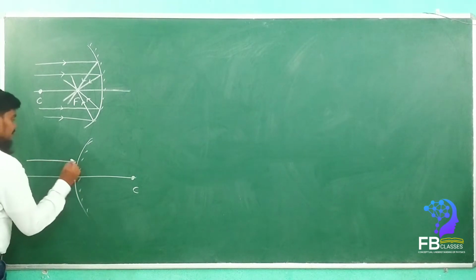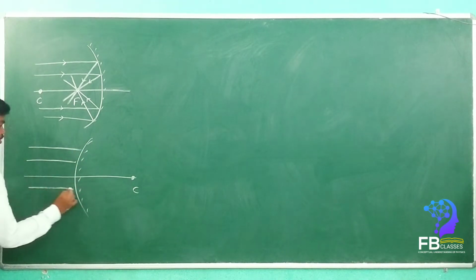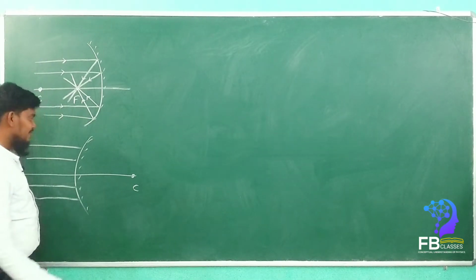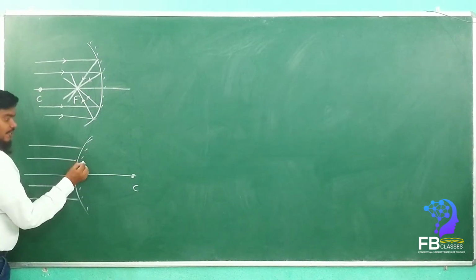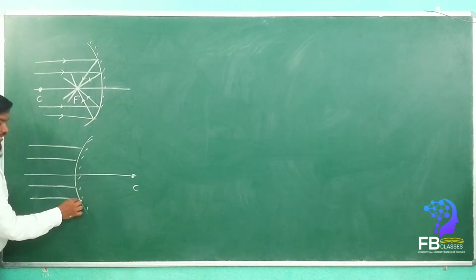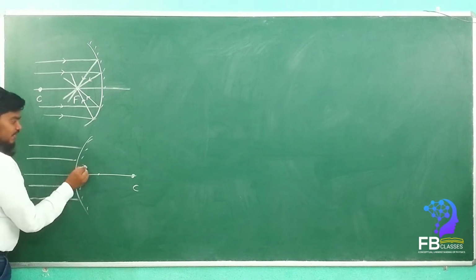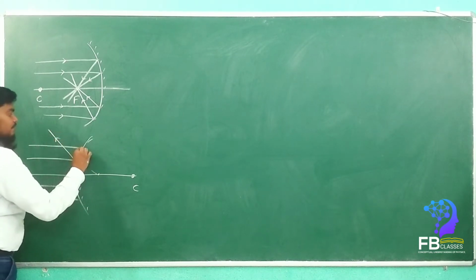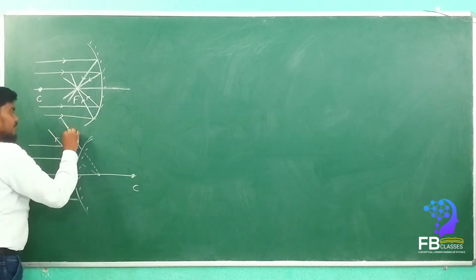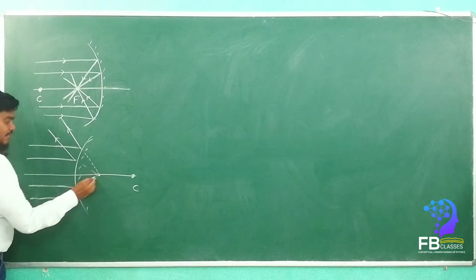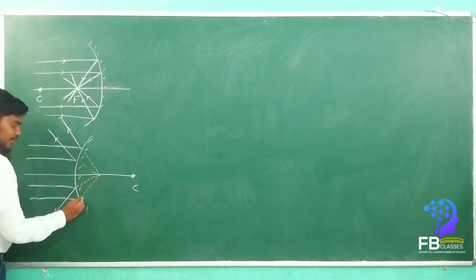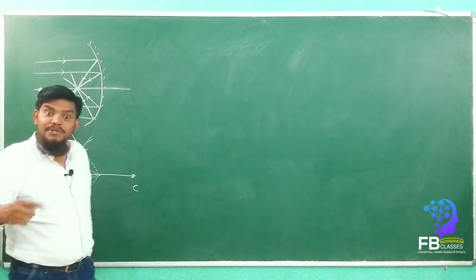If the rays are parallel rays nearer to the principal axis, we can call them paraxial rays. If these paraxial rays hit the convex mirror, they are going to diverge. See here, like this they will diverge. These rays appear to meet. But do they actually meet, or only appear to meet? They only appear to meet.